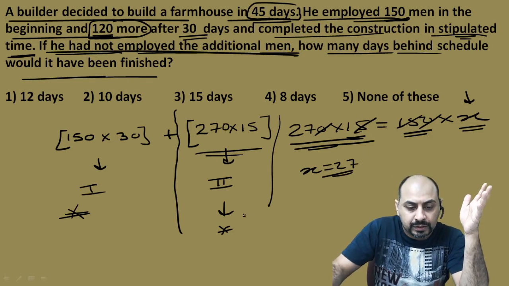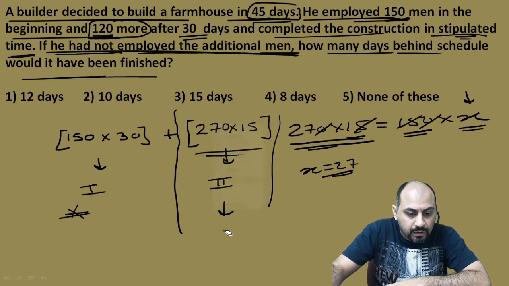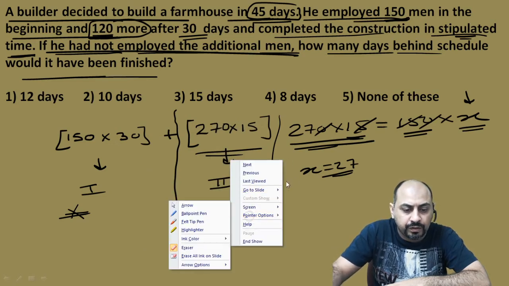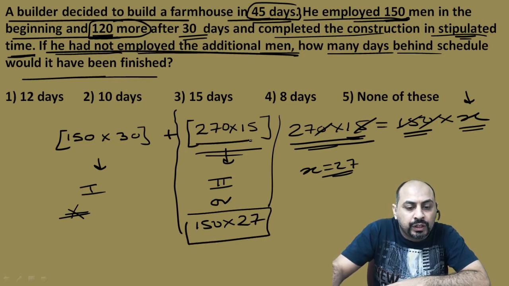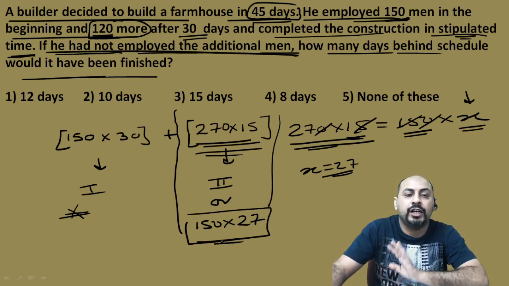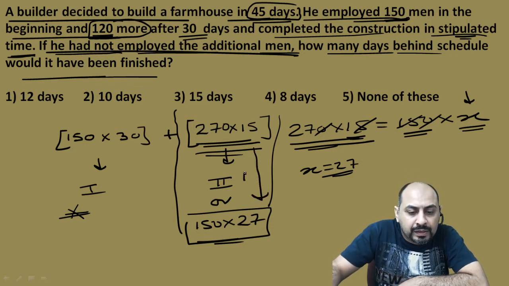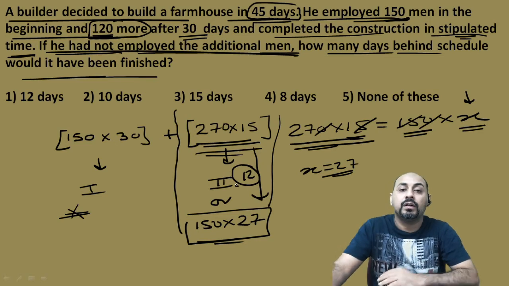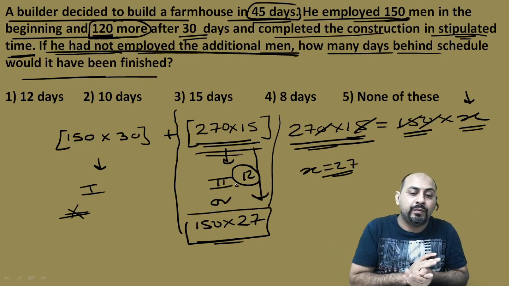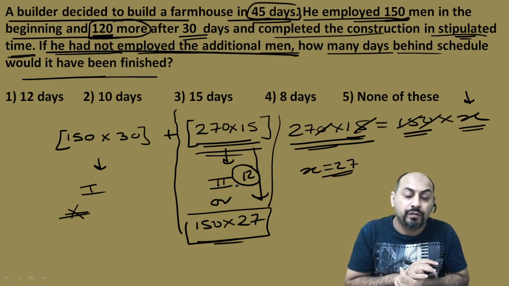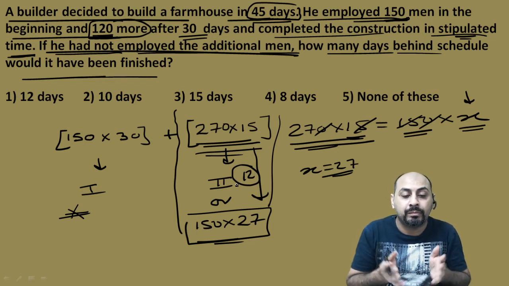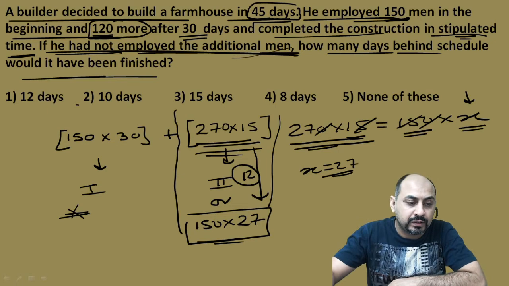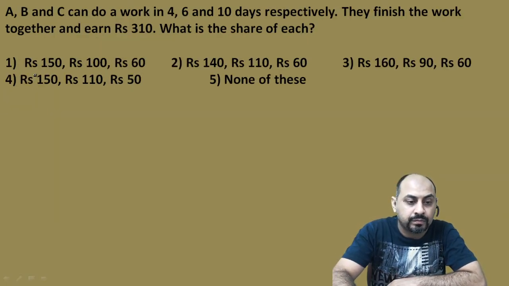So the same work, the second half of the work, can now be done by 150 men, but they would have taken 27 days to complete the work. So either you get it done this way or you get it done this way. So what is happening over here? There is a gap of how many days? 12 days over here. 15 days it was taking when 270 people were working, but now only 150 are working. So it will take them 27 days, which means 12 more days to complete the same work. So therefore, the answer is 12 days.